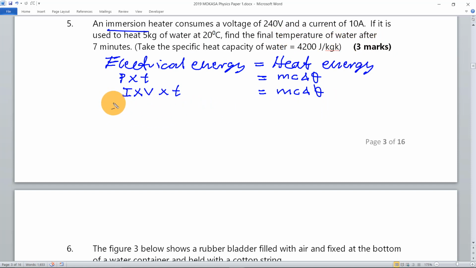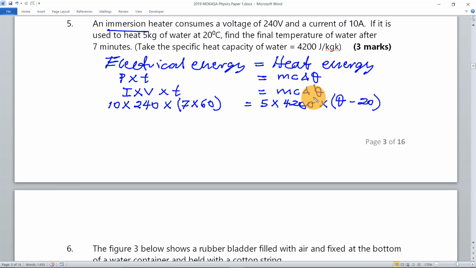And we want to calculate the final temperature of the water. Now, the current here is 10, voltage 240, the time is 7 minutes. We must convert these 7 minutes into seconds by multiplying by 60. It is equal to, the mass of this water is 5 kilograms. Its specific capacity is 4,200. And the change in temperature will be, let's assume that its final temperature will be theta. So the rise in temperature will be theta minus the initial temperature, which was 20. So remember, that is how we get this delta theta, or change in temperature.